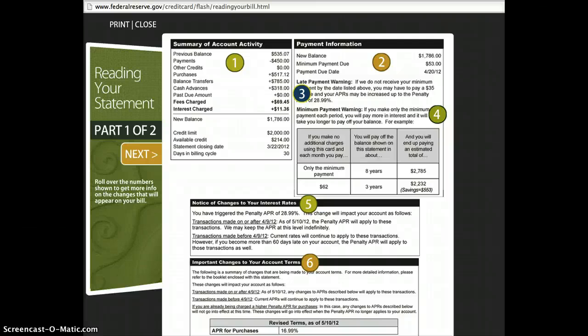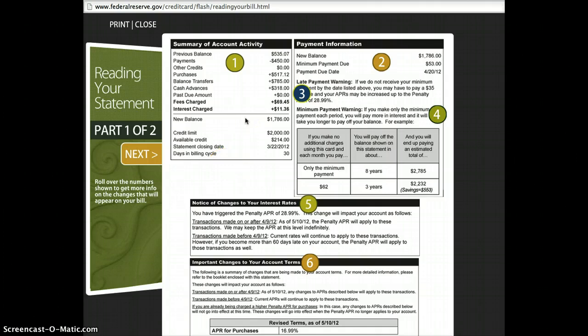Alright, I am going to show you how to read a credit card statement. And this is the bill that you'll get either in the mail or electronically at the end of every month. And it's really important that you check this and look over it because there are errors. And so you want to make sure that you're not getting billed for something that you didn't actually buy.